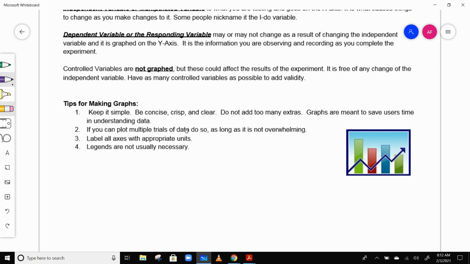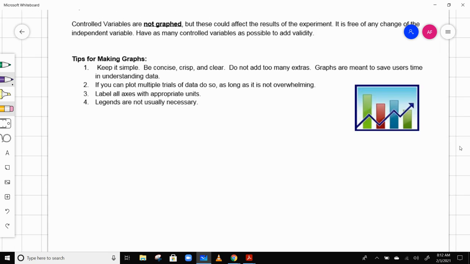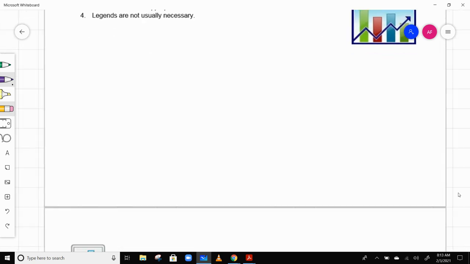Sometimes a legend is needed in something like a pie chart, right? In a pie chart, if there are lots of different categories, then you might need a legend. But most of the time in a line graph or a bar graph, you don't need a legend. Okay, and a legend is usually like a little key that'll tell you what things mean, right? What the colors stand for, or which trial is which. Most of the time, you don't need that.